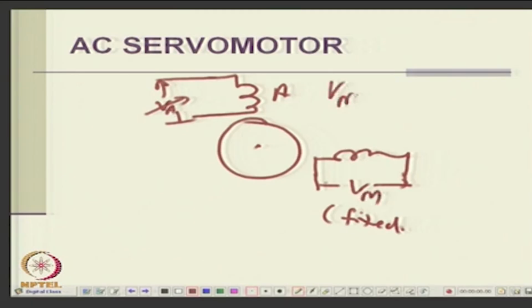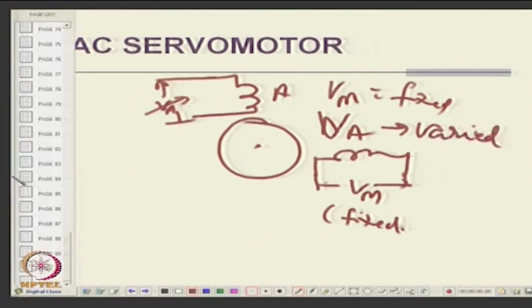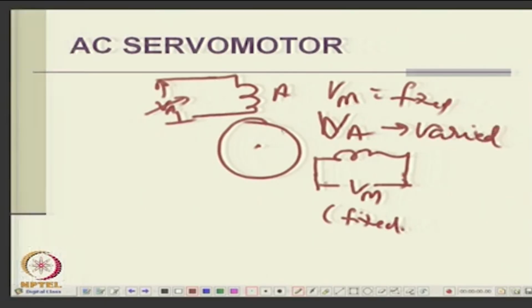So, V m is fixed, V A is varied. Is it clear? So, when this varies, then it will start producing a torque. It is mostly used in control systems, servo motors. If you have studied control systems, they must have told you what is known as a servo motor, what are 2-phase servo motors, they are quite common.